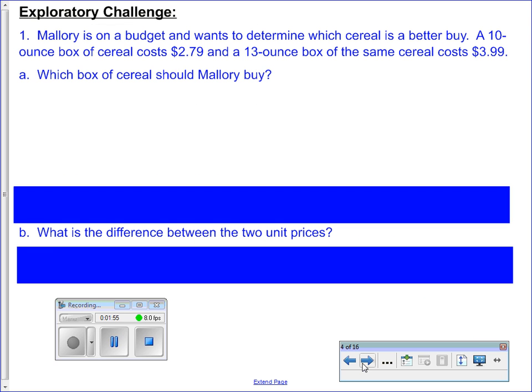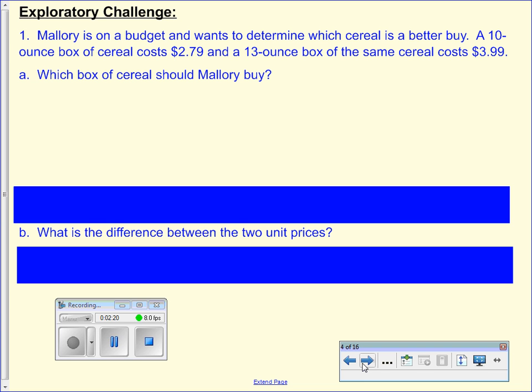So look at page 85, number 1, the middle of the page under Exploratory Challenge. Valerie is on a budget and wants to determine which cereal is a better buy. A 10-ounce box of cereal costs $2.79, and a 13-ounce box of the same cereal costs $3.99. Which box of cereal should Valerie buy?